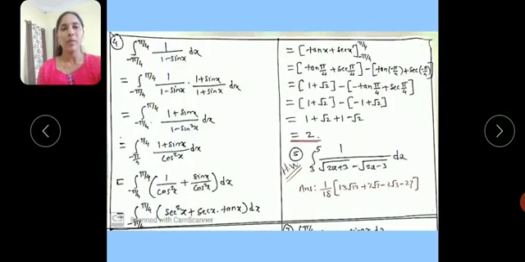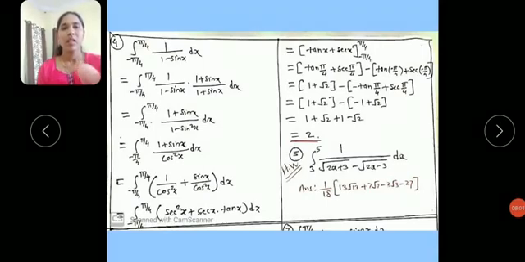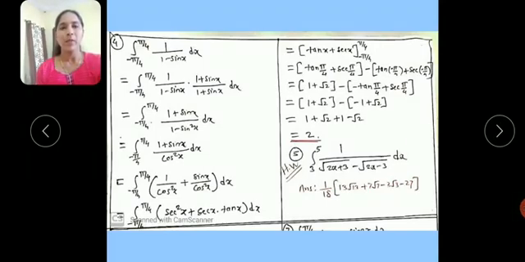Now example number 4. Integration of minus pi by 4 to pi by 4 1 upon 1 minus sin x dx is equals to integration of minus pi by 4 to pi by 4 1 upon 1 minus sin x into 1 plus sin x divided by 1 plus sin x dx. Here see this step, divide and multiply the given equation by 1 plus sin x. We get the second step.